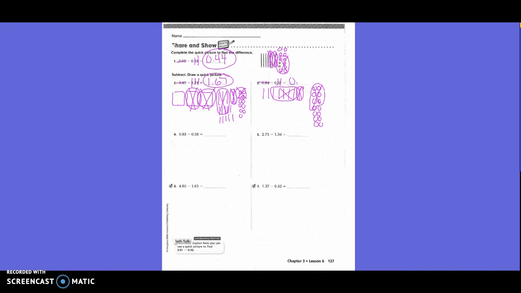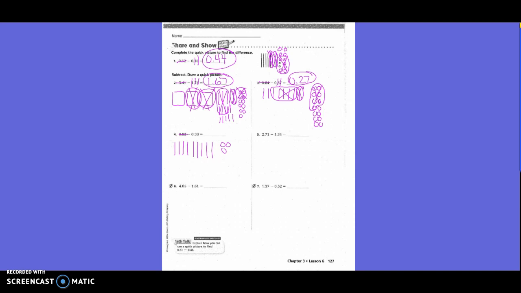How many longs? 2. And then how many small cubes? 7. I have 7 small boxes left for cubes. So 27 hundredths, right? The next one, 93 hundredths. So how many longs do I draw? 9. How many small cubes? 3. So I took care of the first number, correct?